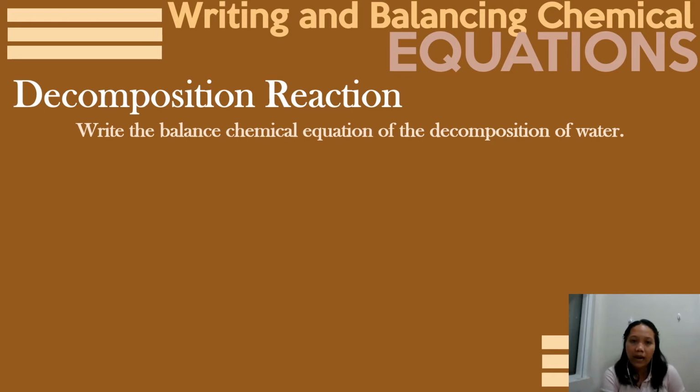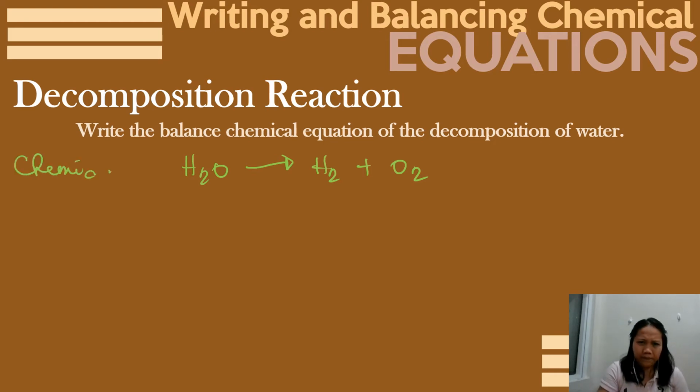So in this problem, you are asked, write the balanced chemical equation of the decomposition of water. That means that your water here is decomposing, and that means that your water is actually a reactant. To decompose water, we know that it would produce or yield hydrogen gas and oxygen gas. Again, remember, hydrogen and oxygen are diatomic molecules, so they will have a subscript of 2. So this is the chemical equation of the decomposition of water.